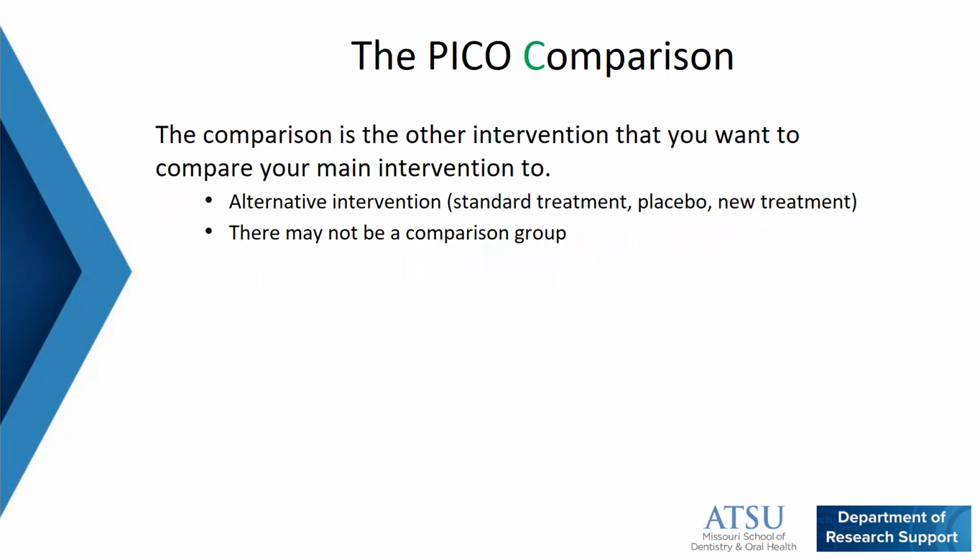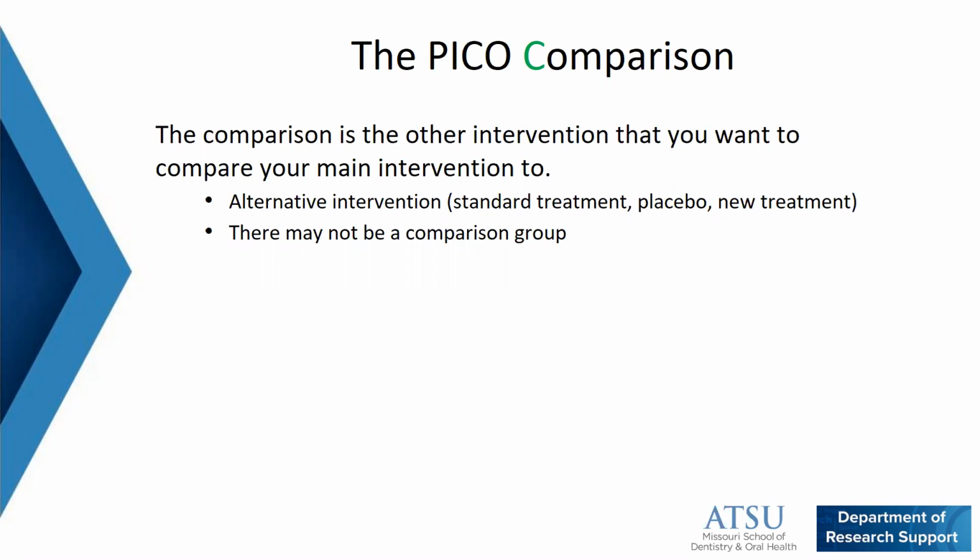Okay. Next, we look at the PICO comparison group or the PICO C. So it is the other intervention you want to compare your main intervention to. It could be an alternative treatment. So you might want to compare your new intervention with the standard treatment or placebo or an entirely new treatment. And note that there may not always be a control group.